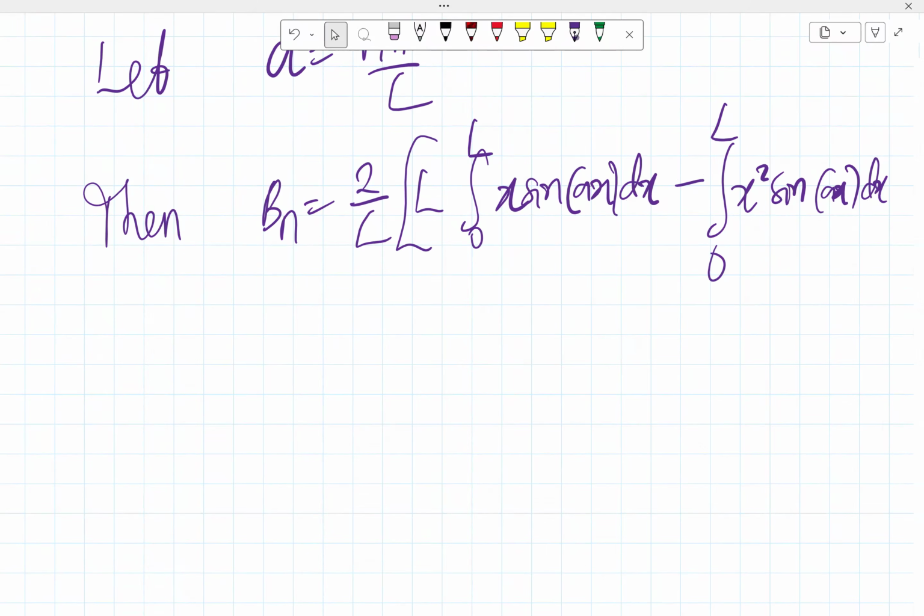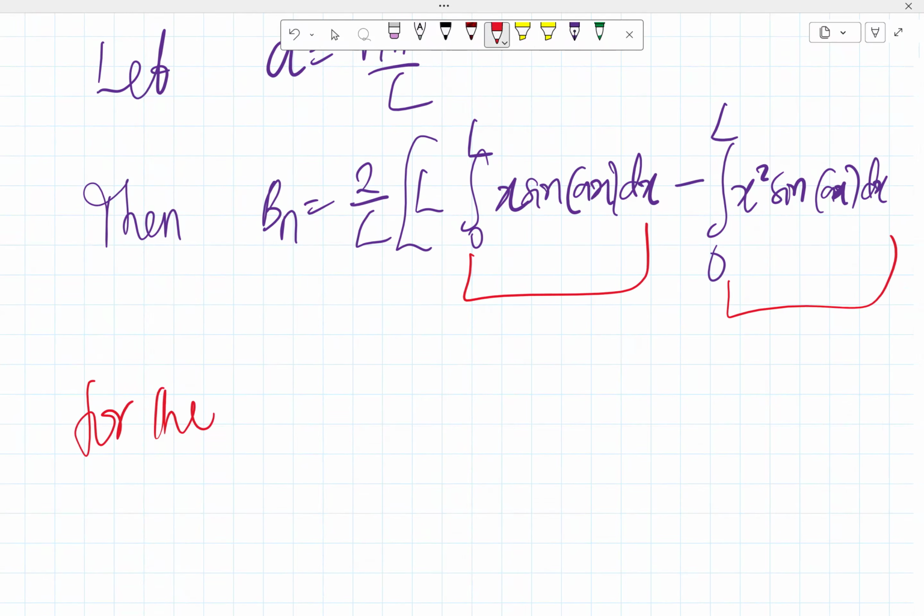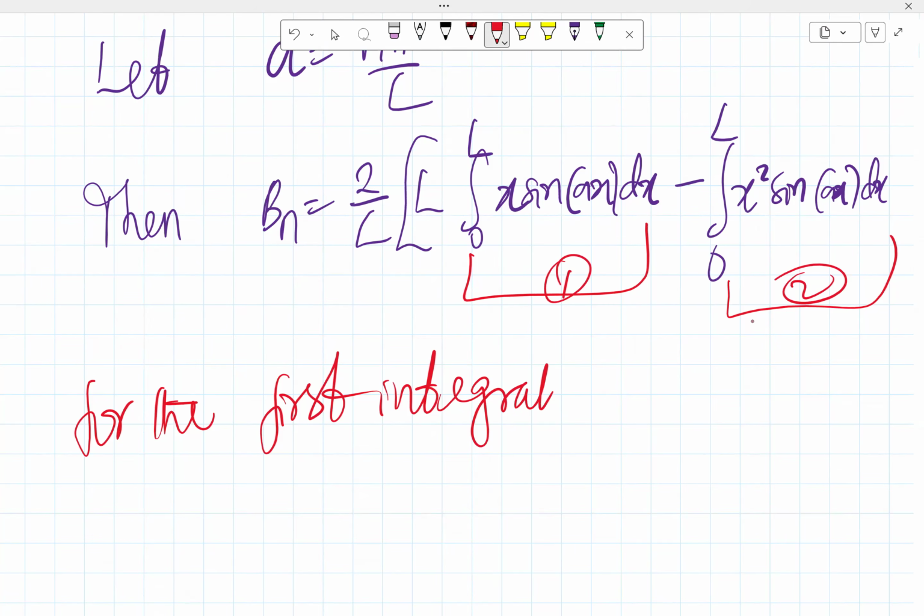Okay. So we have two integrals here, as you can see. We have this x sine ax dx, and the second integral is integral from 0 to L of x squared sine ax dx also. So for the first integral, that's 1, this is 2. So we are dealing with this.